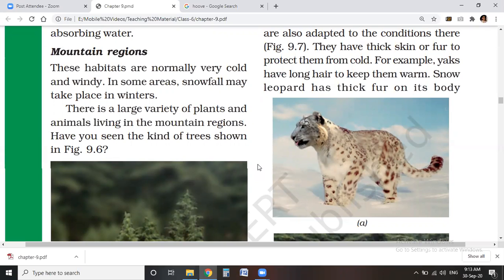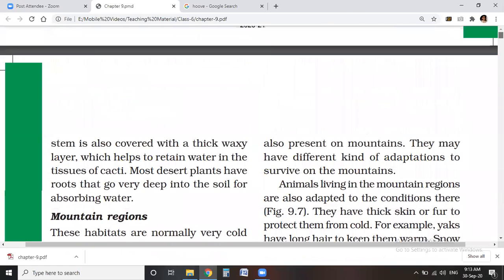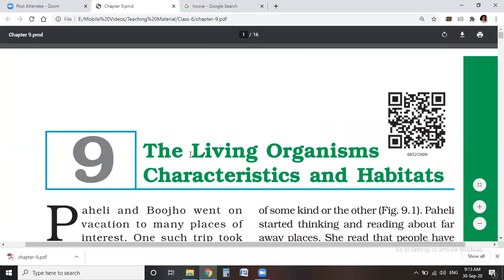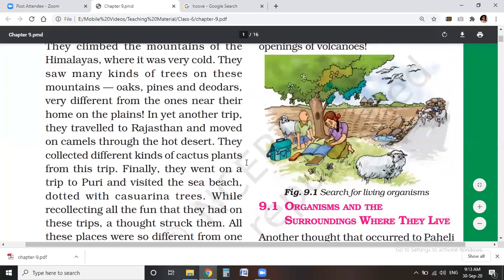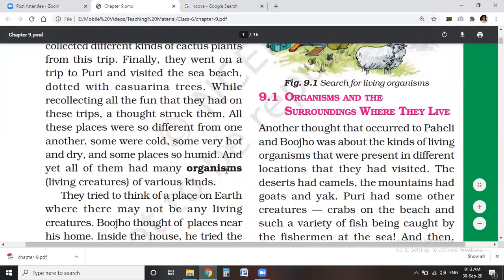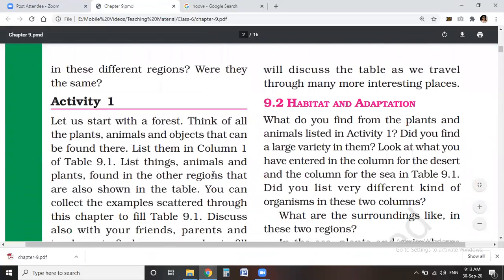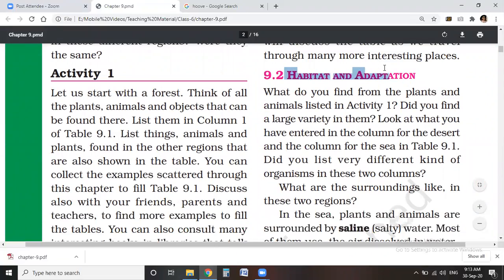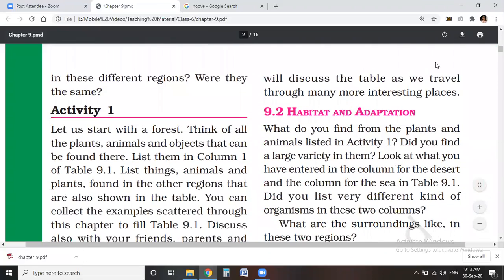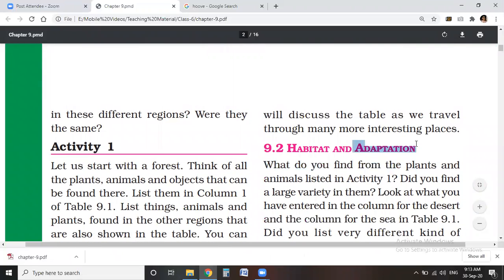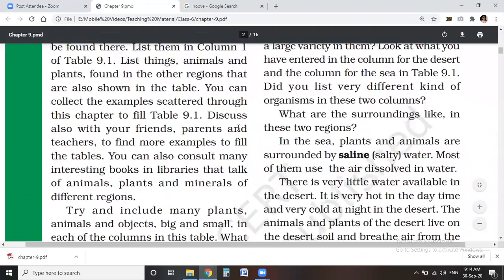From the last three videos, we were continuing with our ninth chapter of science. In this chapter, we discussed different topics. And what is our chapter's name? The Living Organisms, Characteristics, and Habitats. In this chapter, we discussed our surroundings, different living organisms, and habitats. Habitat and adaptation both we discussed, and today we continue with the subheading of adaptation.